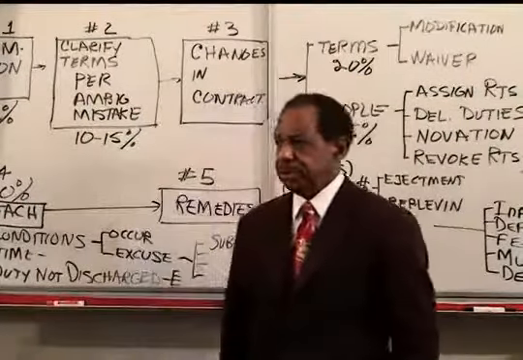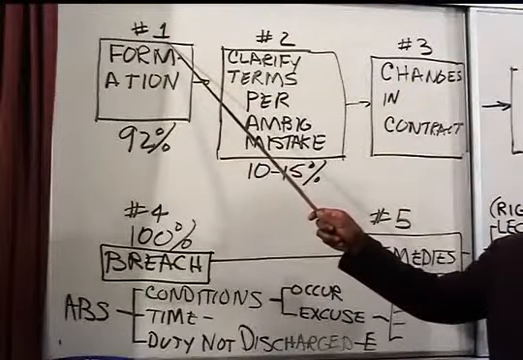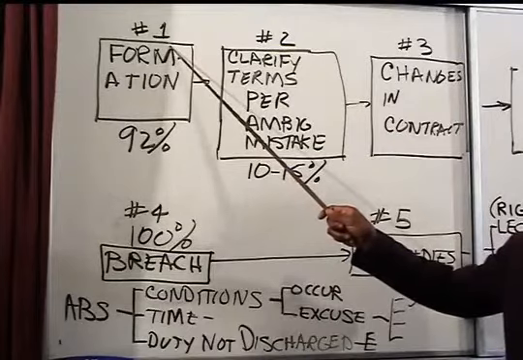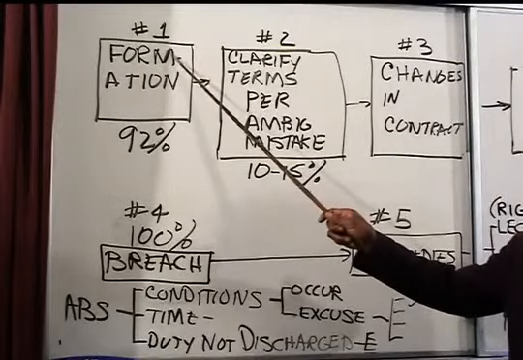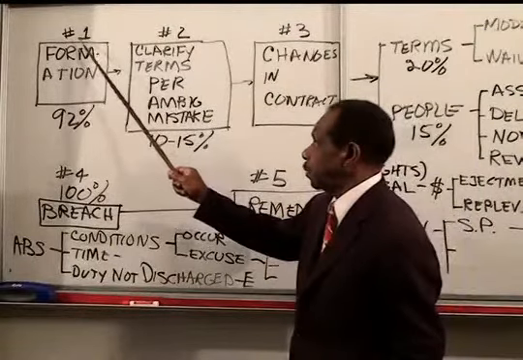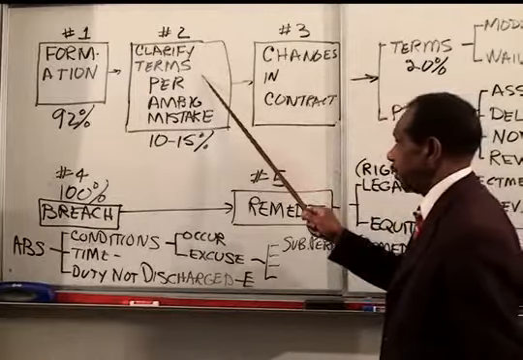In this lecture, we're going to use the 6 parts of the law of contracts. That is, we have organized it into these 6 parts. It is the law of contracts, just organized into these 6 parts. Part 1, formation.